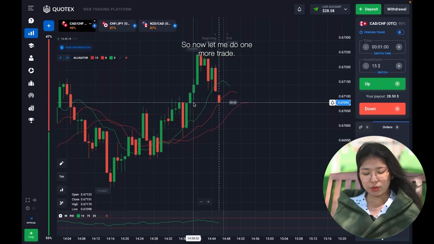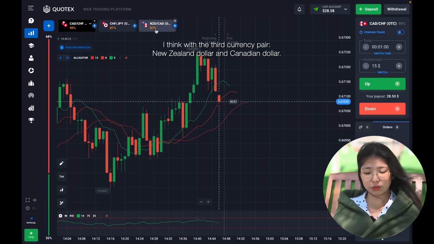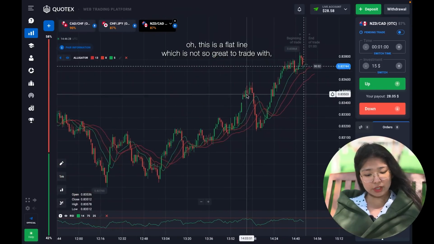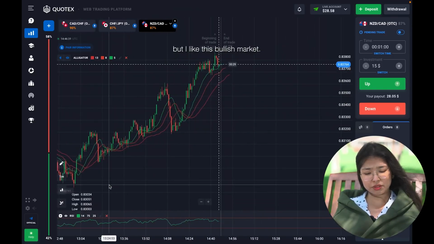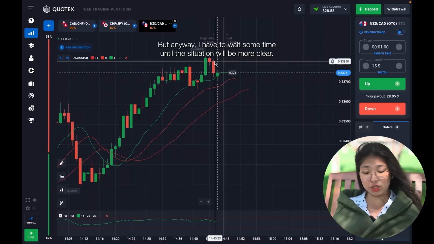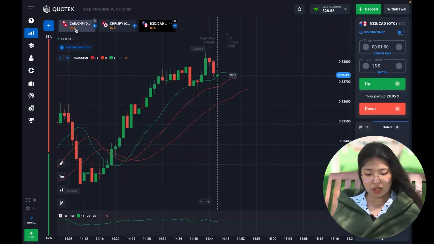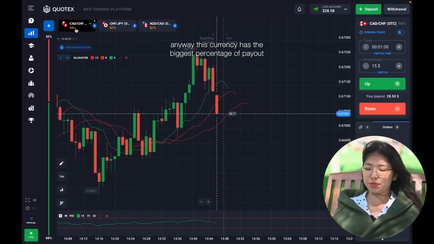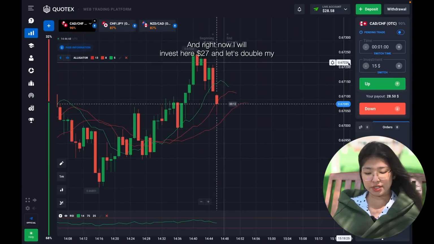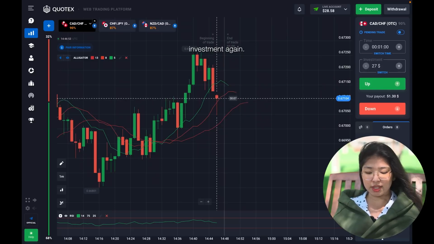So now let me do one more trade, I think with the third currency pair, New Zealand dollar and Canadian dollar. What do we have here? Oh, this is a flat line, which is not so great to trade with, but I like this bullish market. But anyway, I have to wait some time until the situation is clearer, and go to my first currency pair. This currency has the biggest percentage of payout, and that's why I will invest my money here again. Right now I will invest $27, and let's double my investment again.